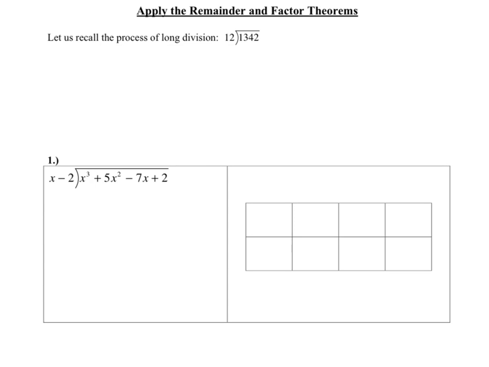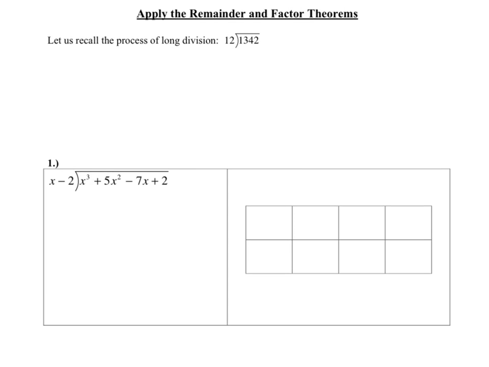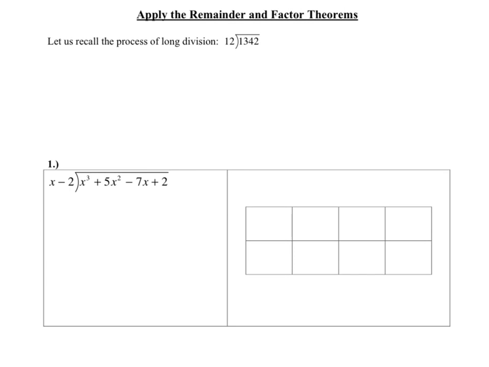Let's refresh our memory on the process of long division. So if we want to take 1,342 and divide it by 12, we first focus on the first two digits, and we think about how many times does 12 go into 13. The answer would be 1, so above the 3 in the 13, I place a 1.